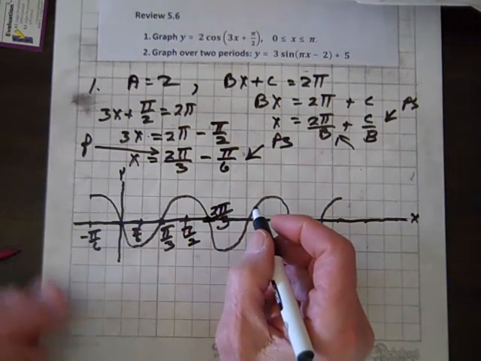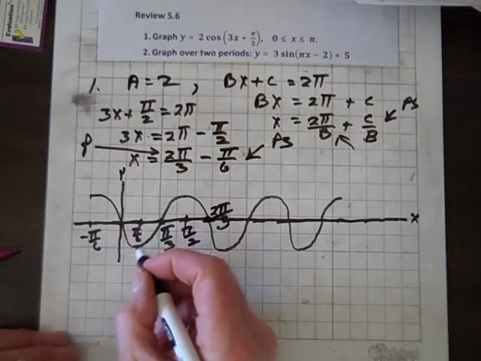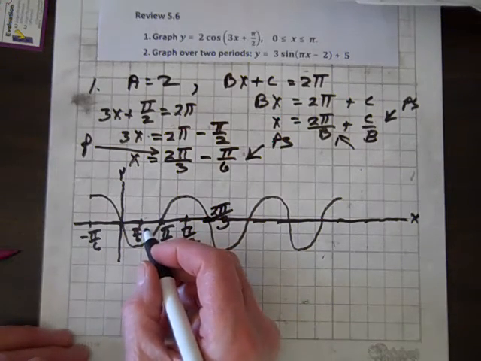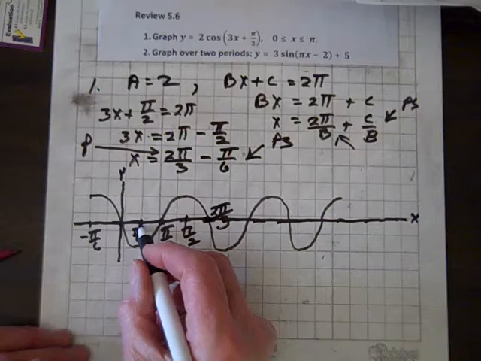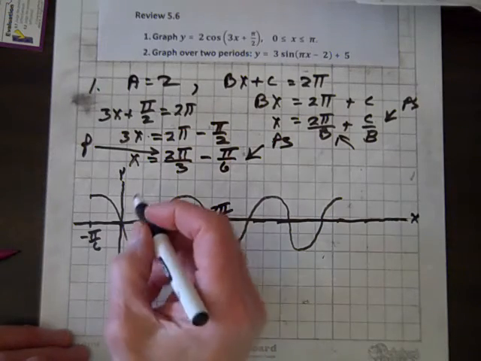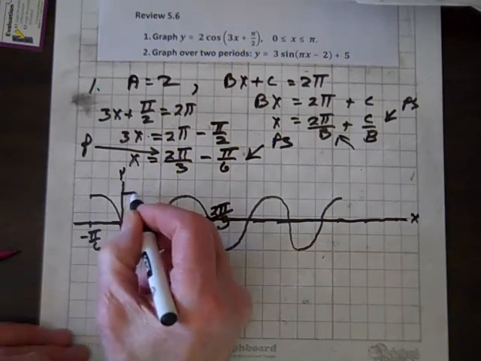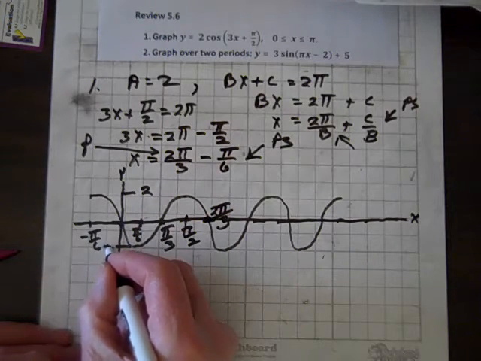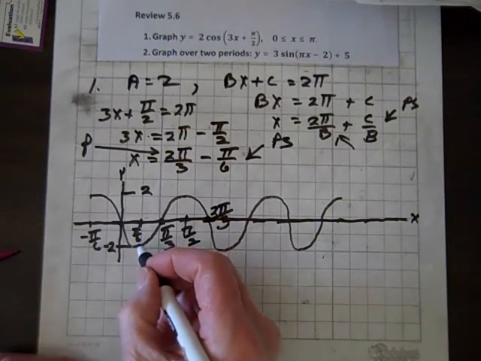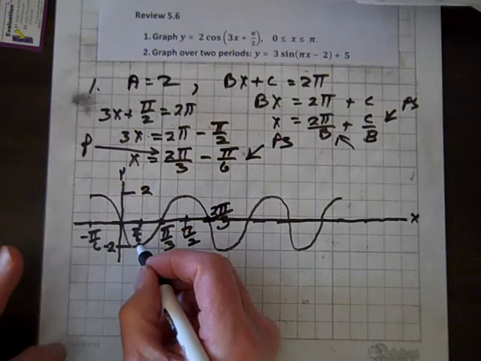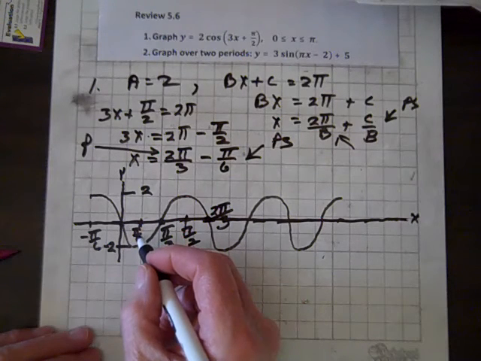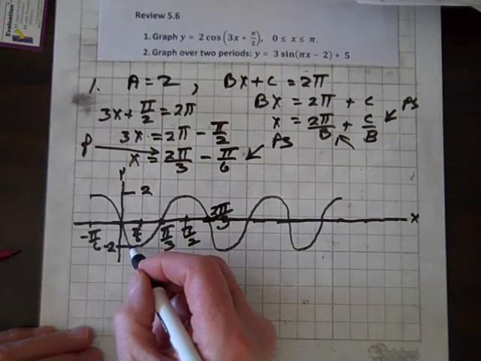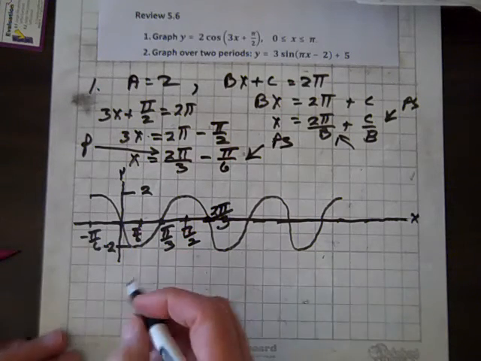Let's check it out. Let's verify that if we evaluate this for x equals pi over 6, that we get, oh yes, we have to take care of the amplitude, so I'll put a 2 here and a negative 2 there. So let's make sure that if we evaluate for pi over 6, we get a y value of -2.